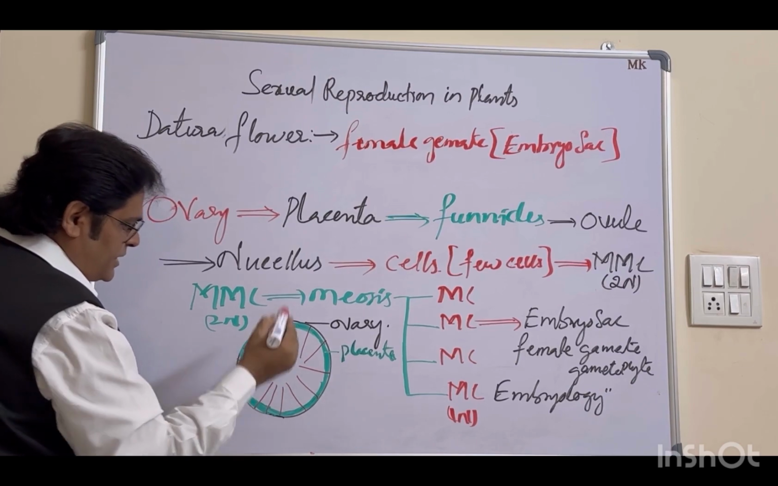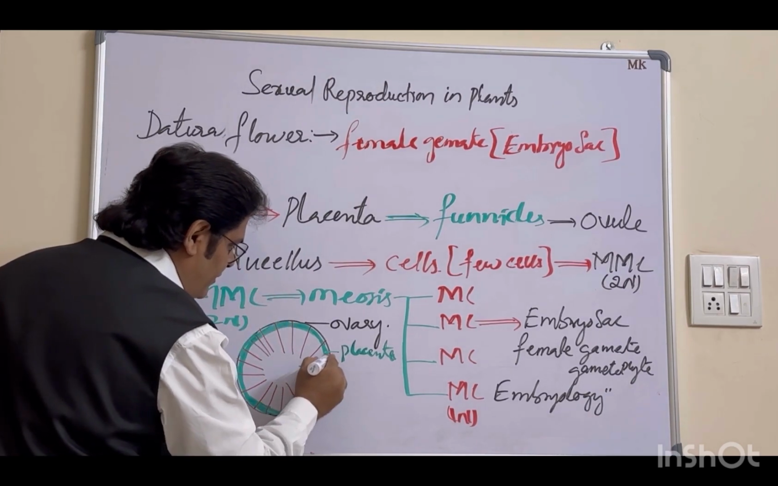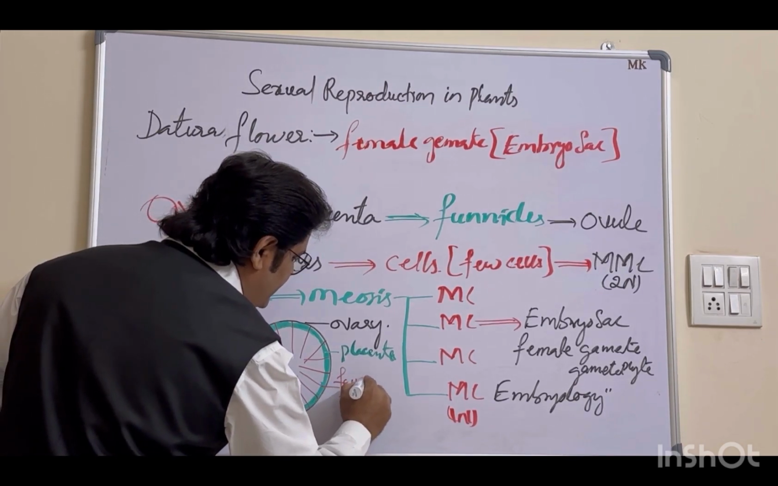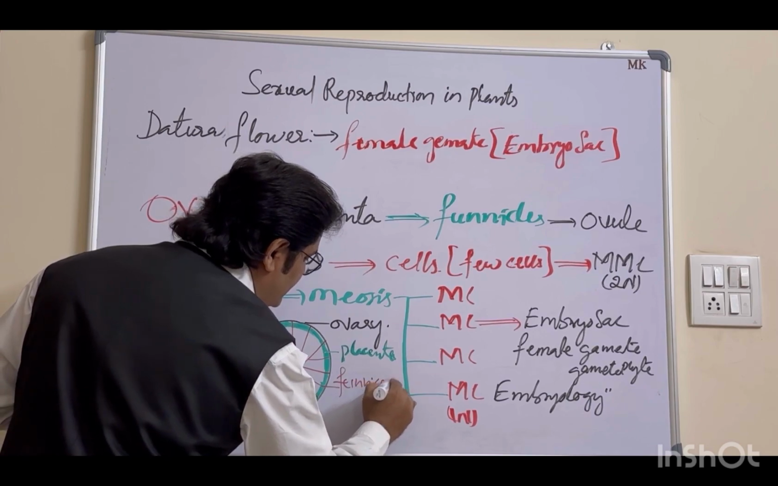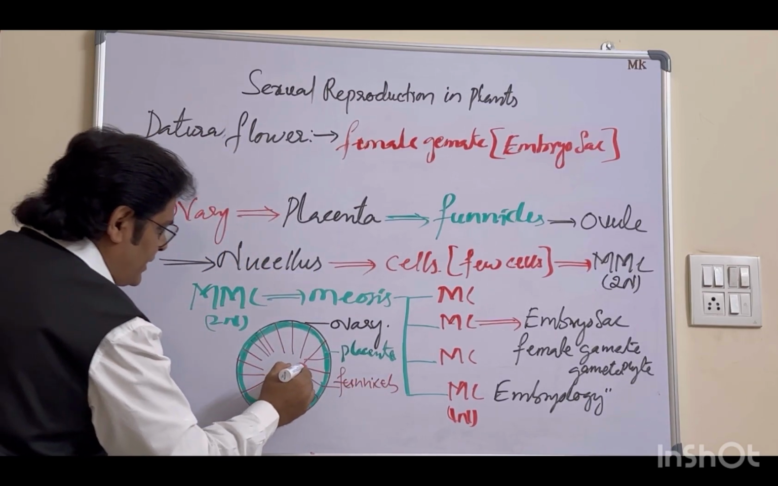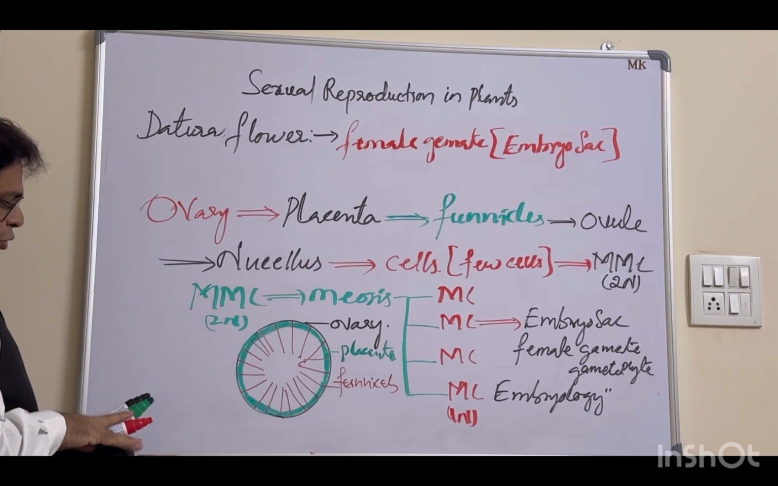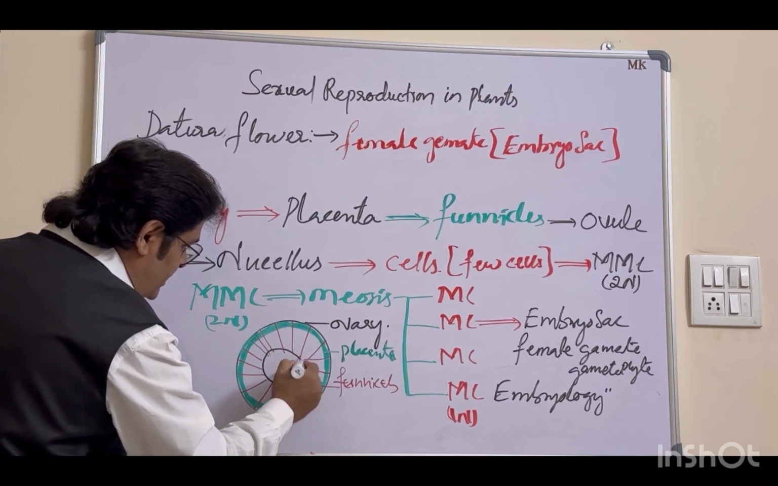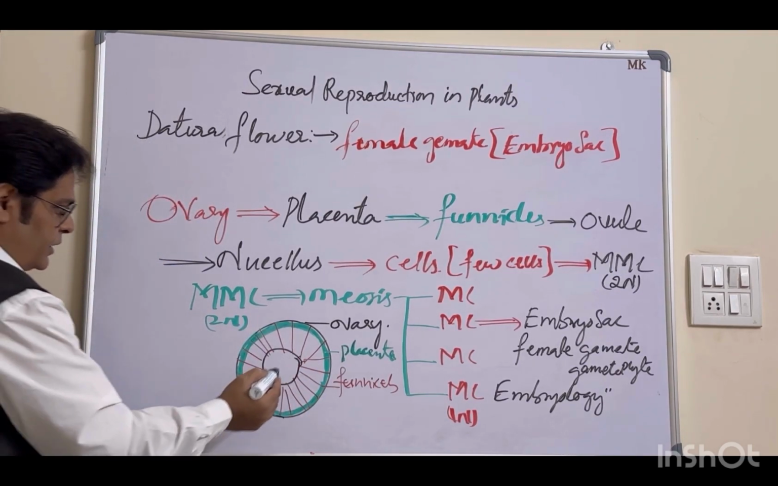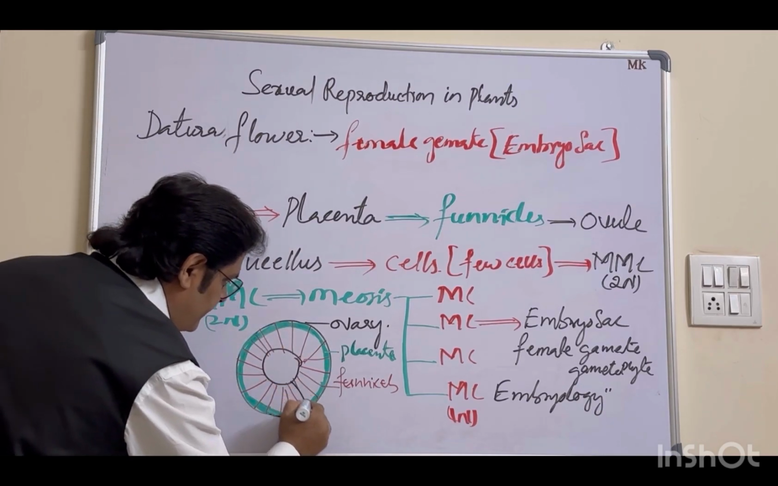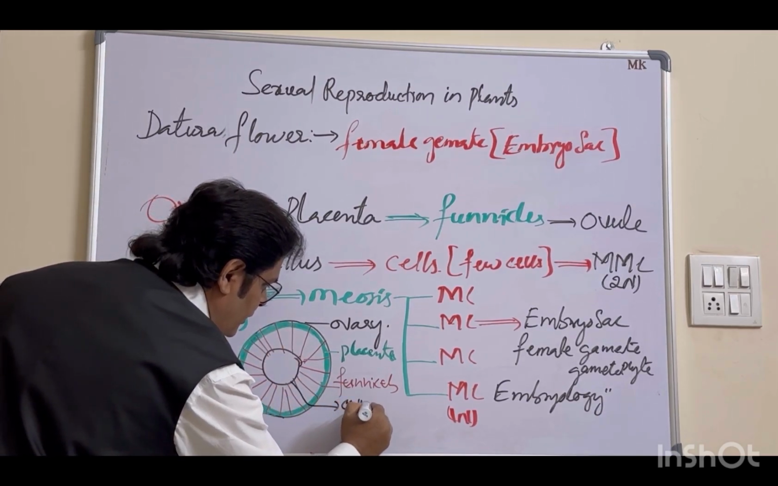And what are these stalks called? They are called funicles. Clear? What is the work of these funicles? To hold the ovule. All these sticks that hold the ovule are called funicles. This is the ovule.